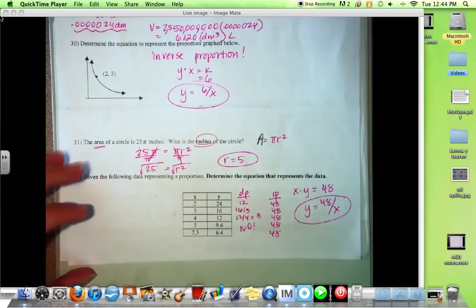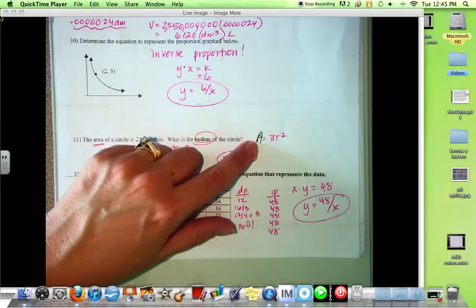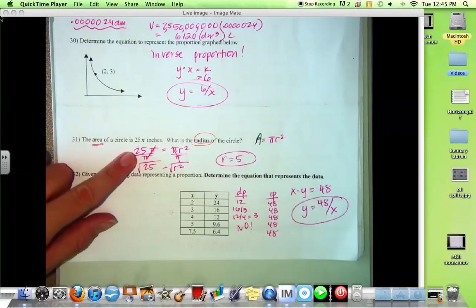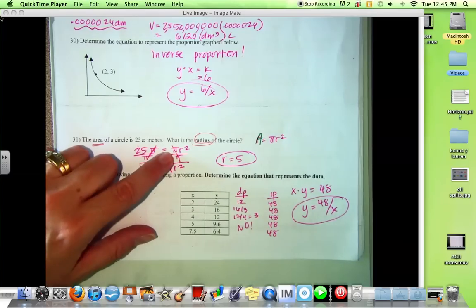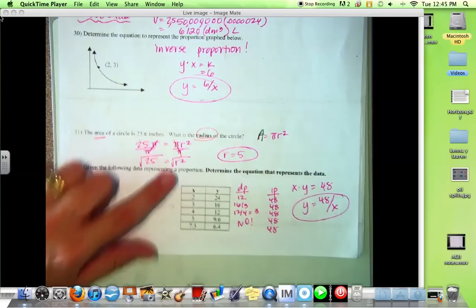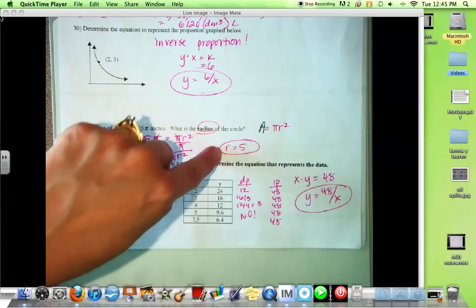The area of a circle is 25 pi. What is the radius of the circle? Formula for area is pi times radius squared. Your area is 25 pi. That equals pi r squared. Divide both sides by pi. R squared equals 25. Take the square root. R equals 5.